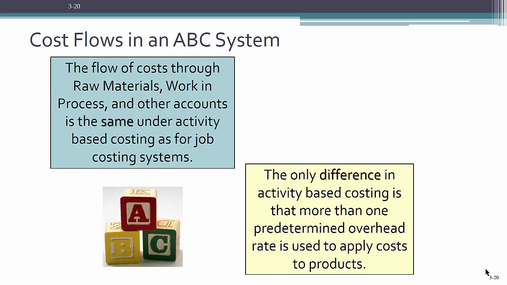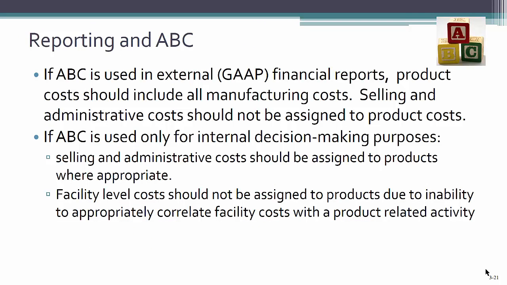Fortunately for us, the use of activity-based costing systems doesn't change the entire accounting process. The flow of costs through raw materials, work in process, and other accounts is basically the same under activity-based costing as it is when using job order costing. The only difference is that ABC uses more than one predetermined overhead rate to apply cost to products.